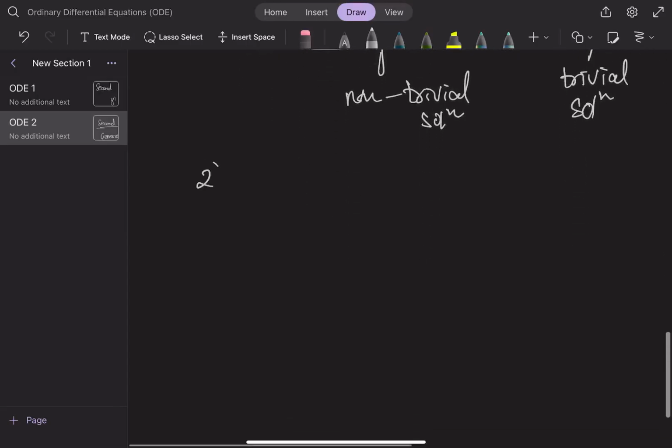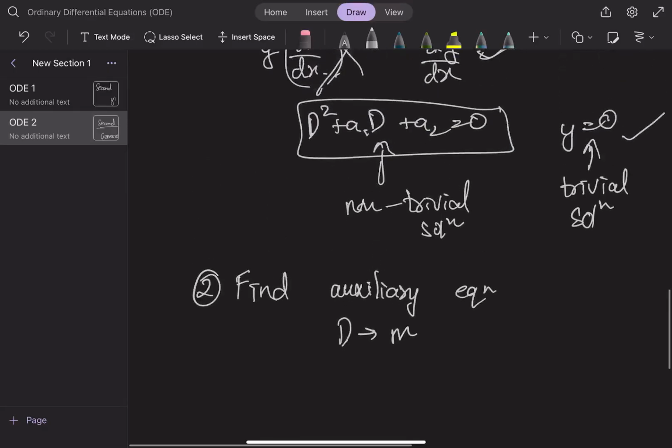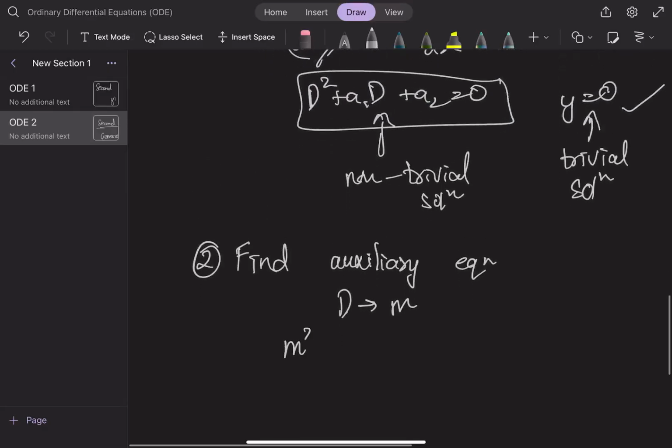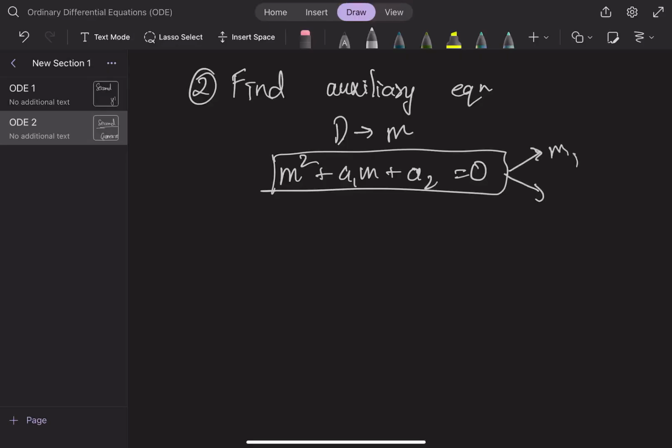So this brings us to our second step. You're gonna find auxiliary equation, which is extremely simple. You do not need to do anything. Just replace your D by m. So your equation becomes m square plus a1m plus a2 is equal to 0. As you can see, this is a basic quadratic equation which we have been doing for years. It will have two solutions, m1 and m2.